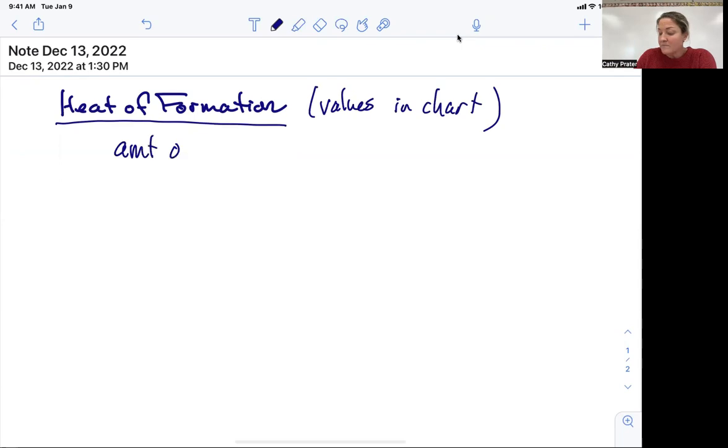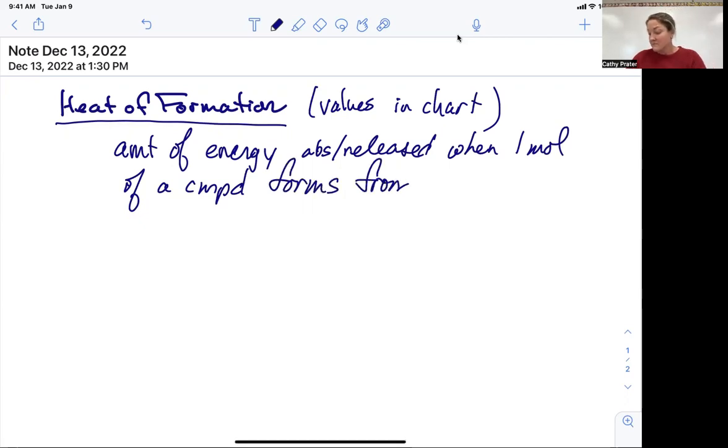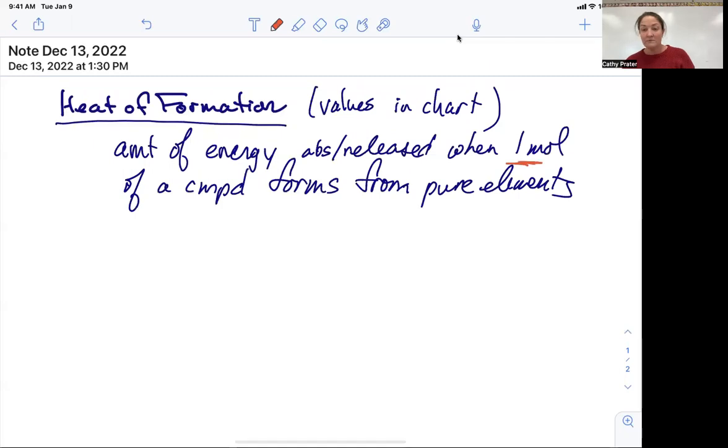It is the amount of energy absorbed or released when 1 mole of a compound forms from its pure elements. I realize that's a little bit messy. I apologize for that. Key parts here: 1 mole and pure elements. So when I say pure elements, I mean, for example, Al or O2 if something's diatomic.